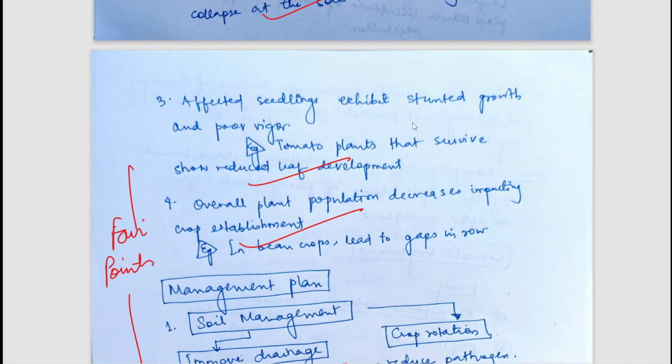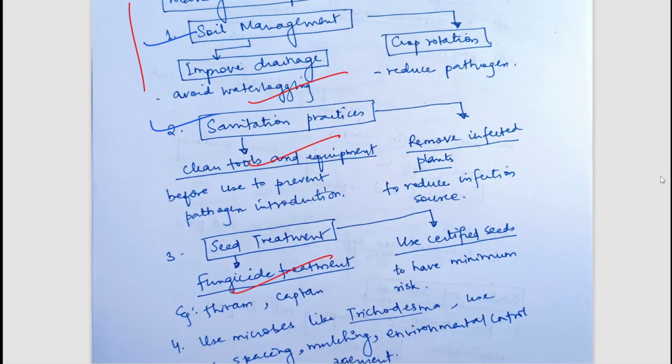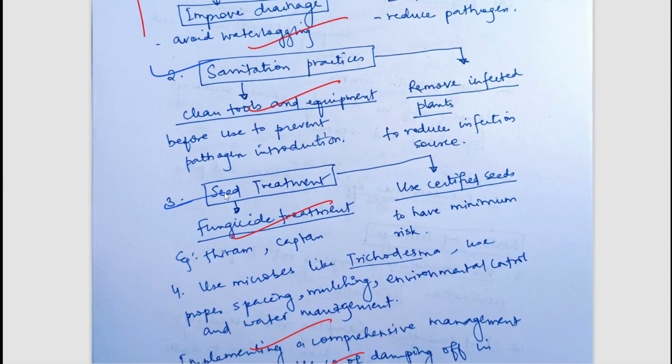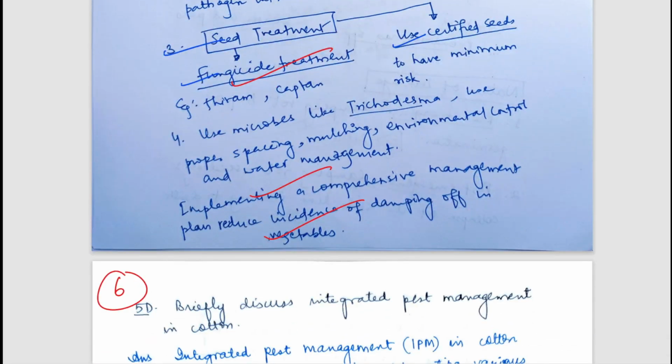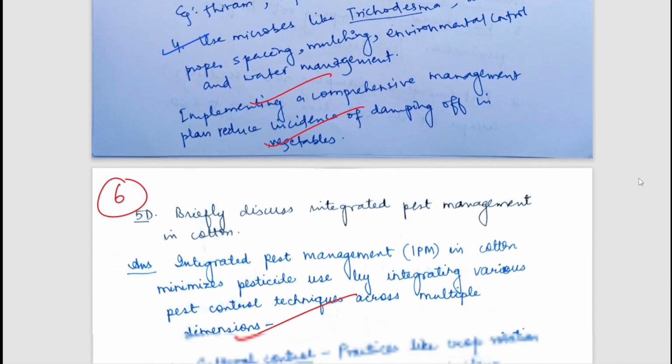Seedlings will exhibit extended growth. So these are some of the problems. Now, how can we manage them? We can do soil management. We can do sanitation practices, that is keeping everything hygienic and clean. Seed treatment using fungicides, or you can use certified seeds. Well written points. You can use other microbes for correcting them or for treating them.